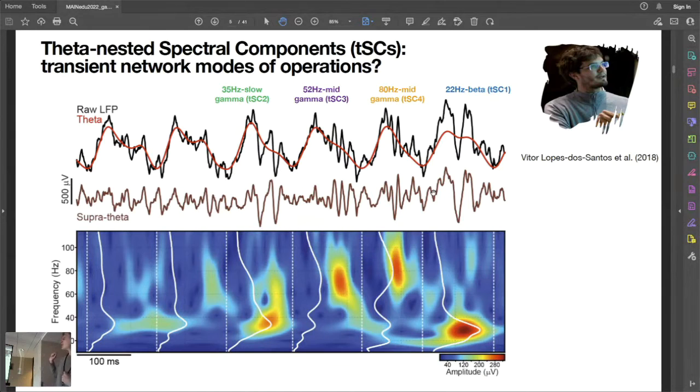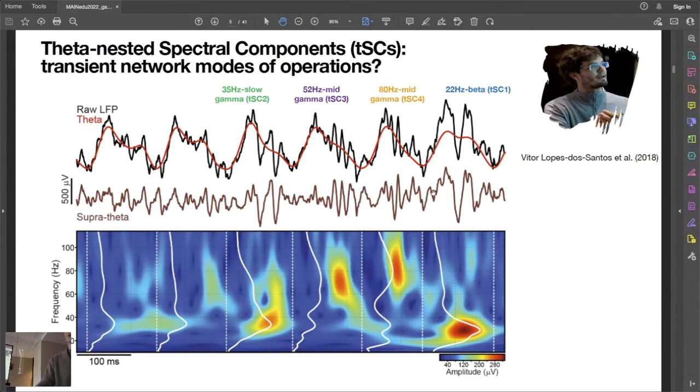And here I just wanted to flag work from Vitor, who is in my lab. He's a very smart and cool guy, and he had this very nice paper where he showed that on top of what we see as normal theta during exploration of the animals, there are actually much more complex oscillatory patterns that distinguish which mode of operation, even further than just normal theta, is actually happening in the hippocampus. And so it starts defining the state of the network a bit more.